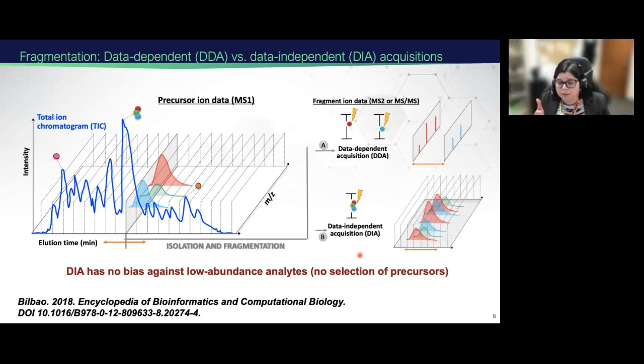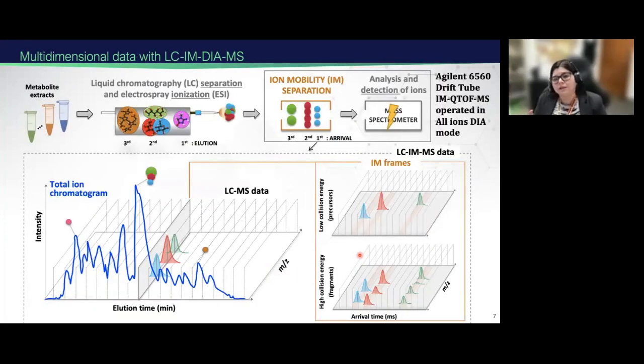And we can build chromatograms also for the fragment ions. That's the main difference between DIA and DDA. And the way we combine this fragmentation technique, in this case DIA, with the ion mobility system, we use the ILN6560 drift tube, specifically ion mobility type.